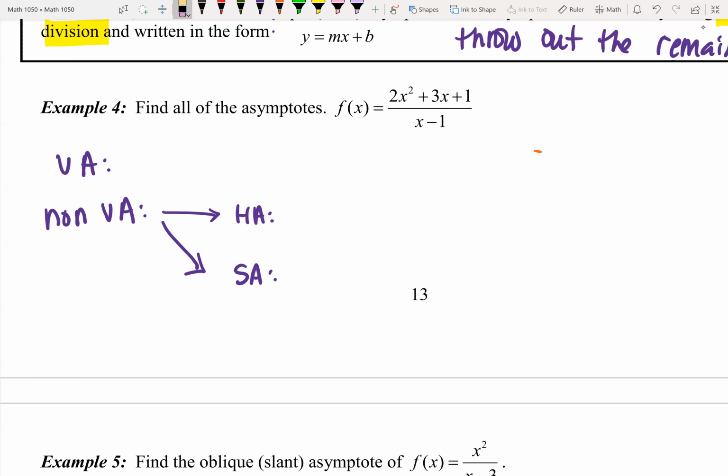Okay, so vertical asymptote. Remind me again, try not to peek at your little paper or your notes or anything. How do you find a vertical asymptote?